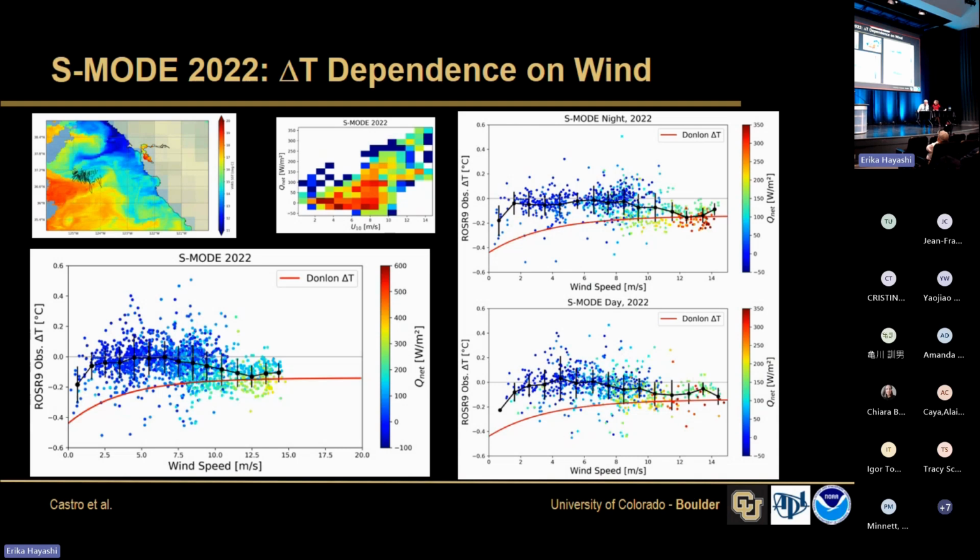As you can see, for low winds and low heat fluxes, essentially there's no dependence between the delta T and the wind. Only when the winds increase above 6 meters per second do we see an increase in the cool skin with increasing winds, and only for winds greater than 12 meters per second do they sort of converge. The other interesting thing here is that for the higher wind speeds, we start to see some stratification of delta T on heat flux.